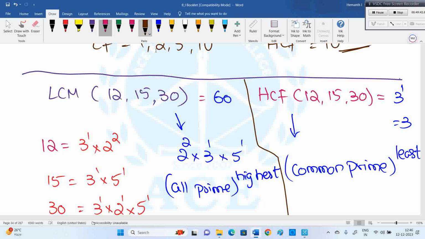This is the standard method to calculate LCM and HCF for the given numbers. Write the given numbers as prime number powers. For LCM, write all prime numbers and the highest power of each one. For each one, you need to mention the highest. Whereas for HCF, take the common prime numbers among all and the least powers for those.